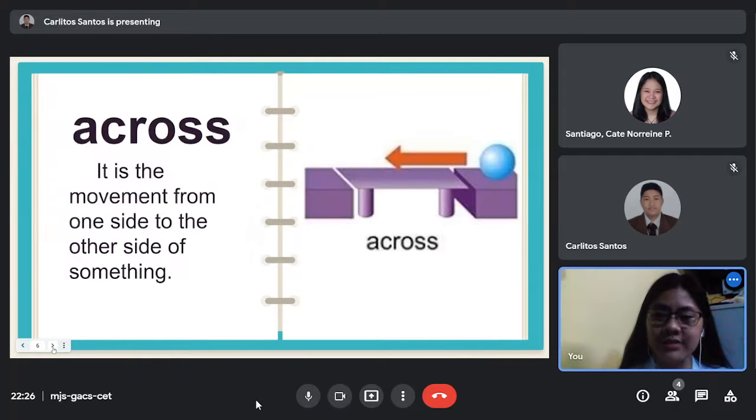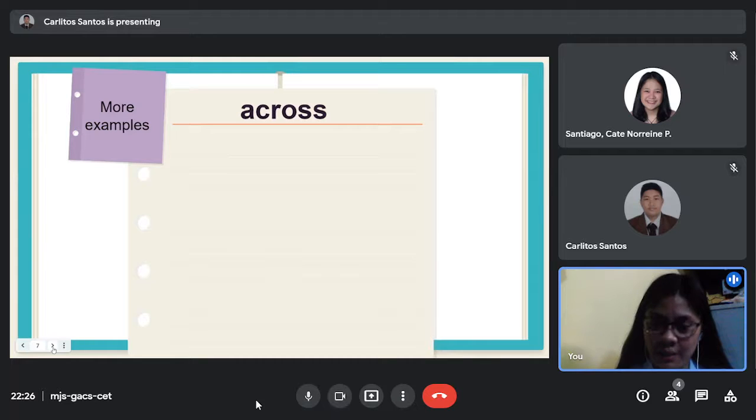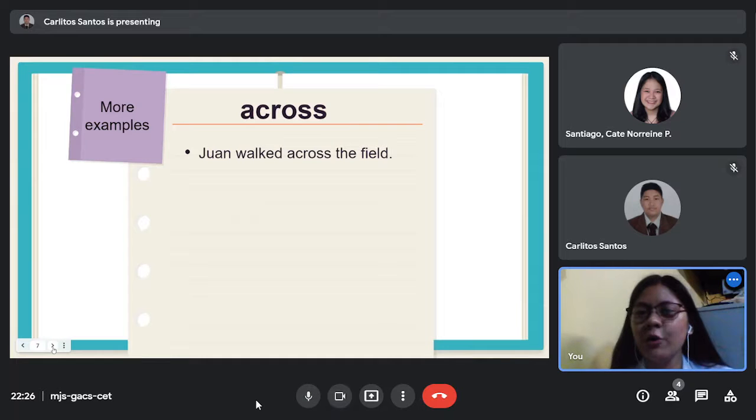The meaning of across: it is the movement from one side to the other side of something. We can see here in the picture that the ball moves across the platform or the bridge. Again, the meaning of across, it is the movement from one side to the other side of something. Then let's have different examples of the word across. Juan walked across the field. Then let's have the other examples.